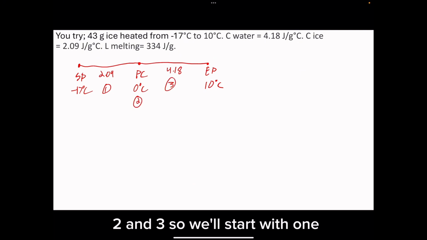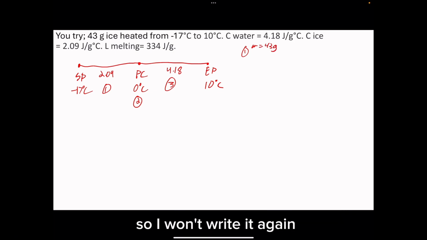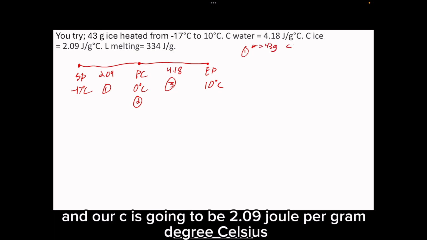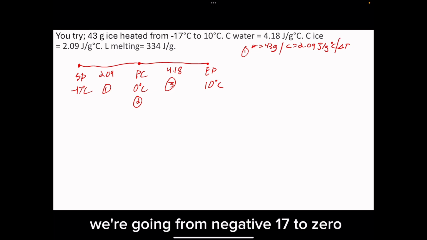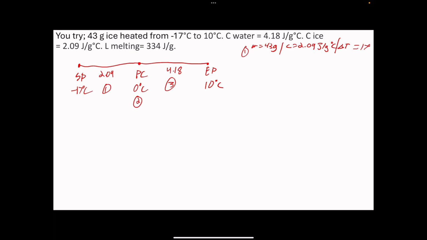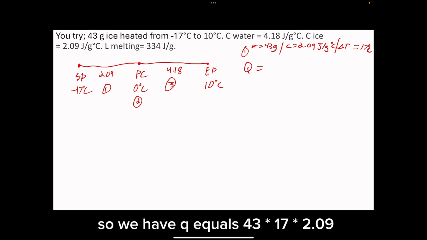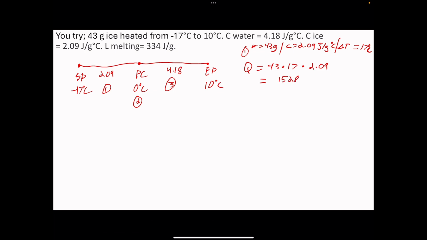So we'll start with 1. Our M equals 43 grams, and it's going to stay the same, so I won't write it again. And our C is going to be 2.09 joule per gram degrees Celsius. And our delta T, so we're going from negative 17 to 0, so it's going to be 17 degrees Celsius. So we have Q equals 43 times 17 times 2.09. This is going to equal 1,528 joules.